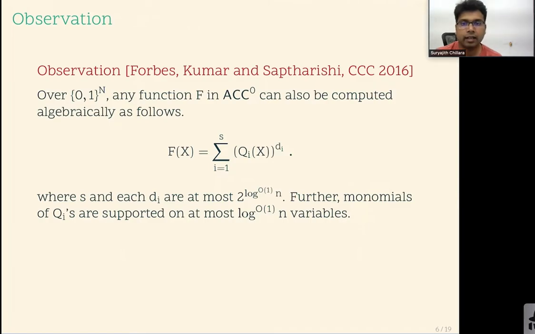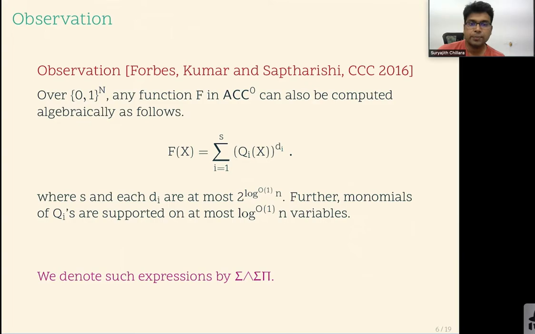So every function f which is in AC0 can be expressed as a sum of powers of polynomials, and the number of summands can at most be quasi-poly. So we shall henceforth denote expressions of such form, which are sums of powers of polynomials, as sigma power sigma pi expressions. So this is sums of powers of polynomials.